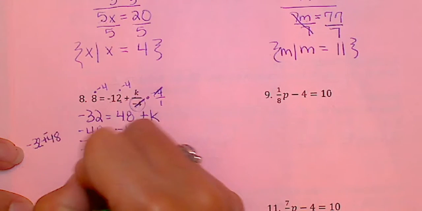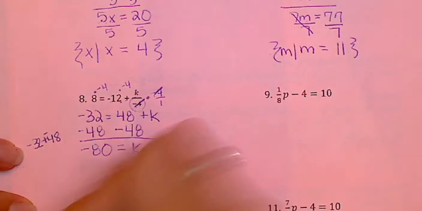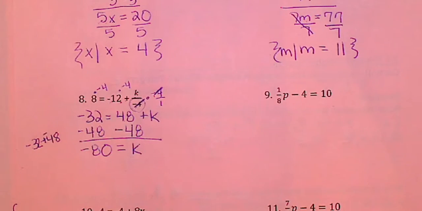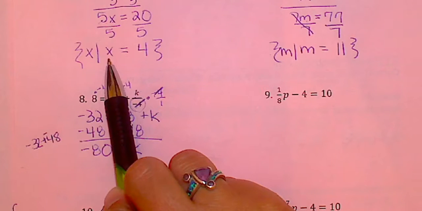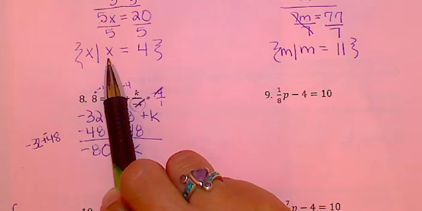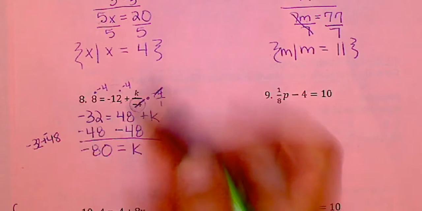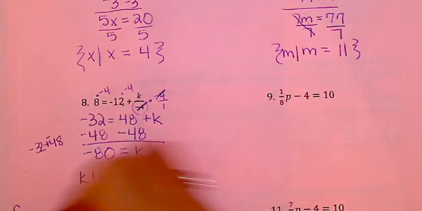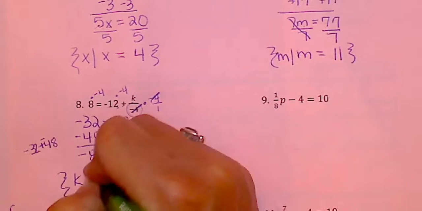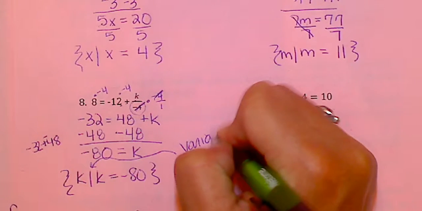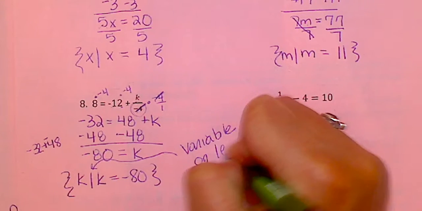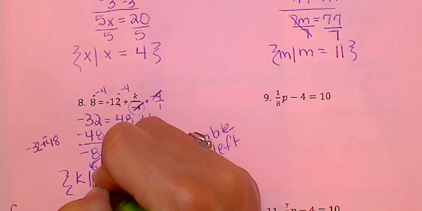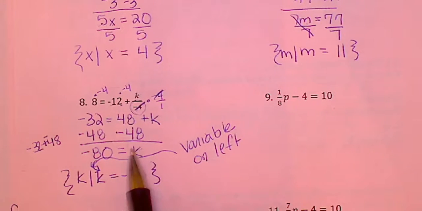Now we have a small problem. When you do set notation, the x has to be on the left side. So we're just going to flip this over. K such that k equals -80. You absolutely have to have the variable on the left. You can't have the variable on the right, so just flip it over. No big deal. Okay? Next.